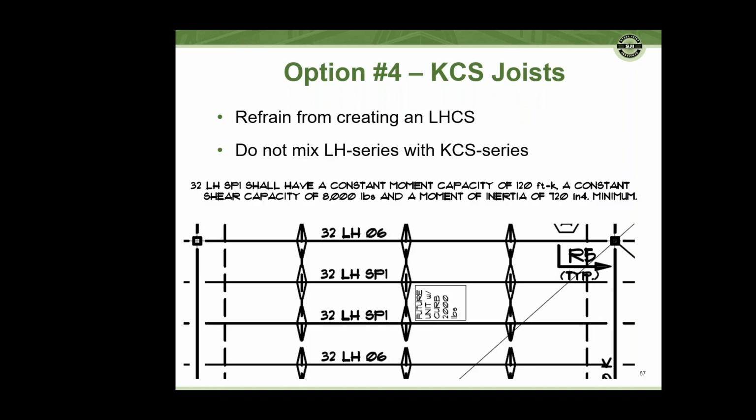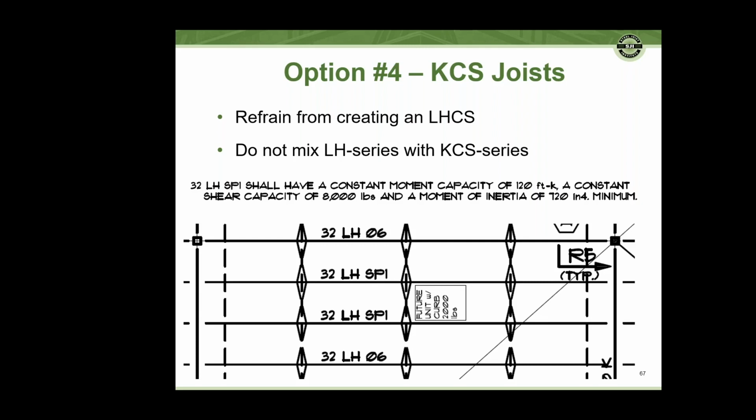This next slide, refrain from creating an LHCS. So I see that quite a bit where there's a KCS series, but the LH doesn't have a corresponding constant shear series with it. So sometimes people can be creative, and in this case, they've got some 32LH06s, and then they've got some joists with an RTU, and say that the LHSP shall have a constant moment capacity and constant shear capacity. And in this case, I'll get to the next slide of how to handle that better.